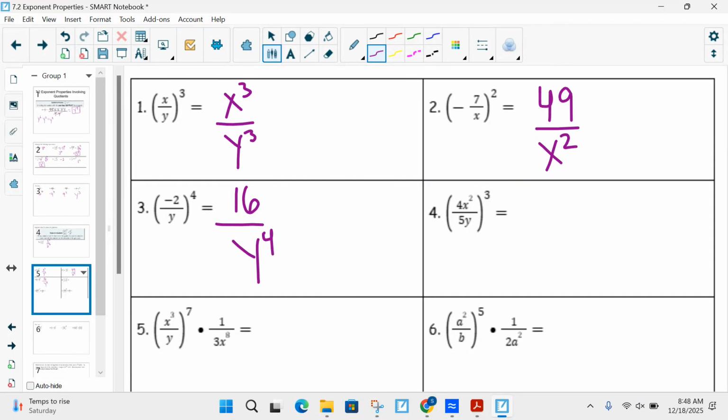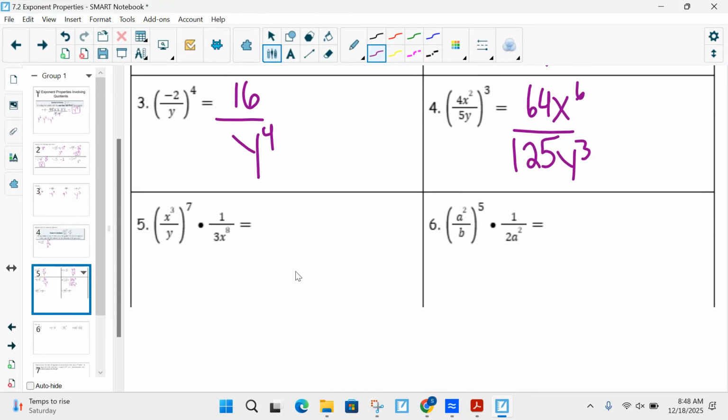And then number 4. 4 to the third, anything that's a cube, you can look up there at the perfect cubes. So that goes 1 cubed, 2 cubed is 8, 3 cubed is 27, 4 cubed is 64, and so on. So 4 cubed is 64. So 64 x to the 6th power, because you multiplied the exponents, over 125 y to the 3rd power.